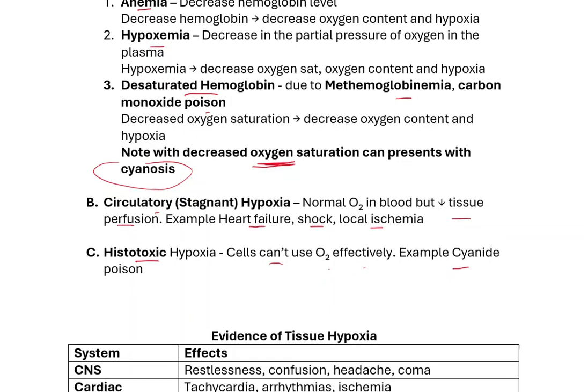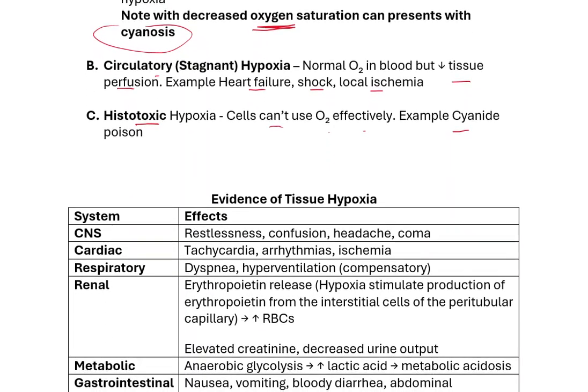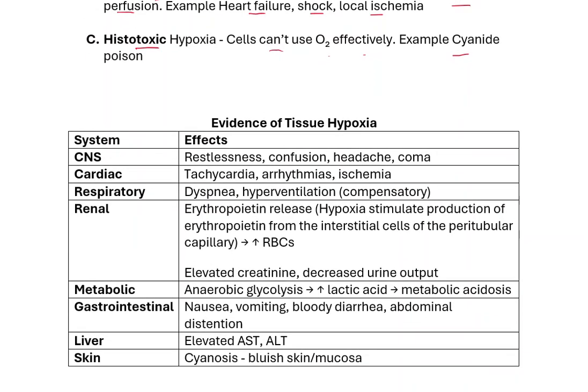Moving on, let's now talk about evidence of tissue hypoxia. What are the things that we're going to see that could be suggestive that there is hypoxia going on in this patient? In the central nervous system, the patient could be restless, confused, have headache, and could be in coma. Cardiac: they could have tachycardia, arrhythmia, and it could lead to ischemia. In respiratory, they could have difficulty breathing, like what we saw earlier in that question.